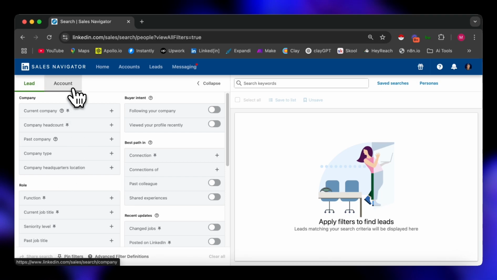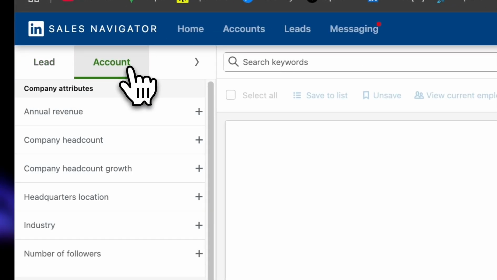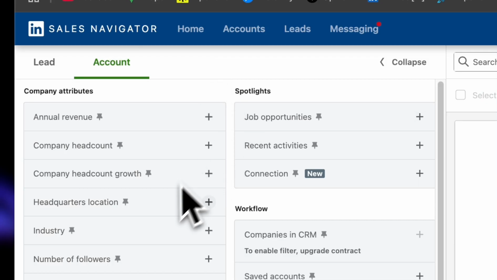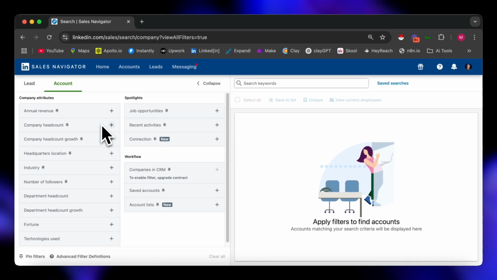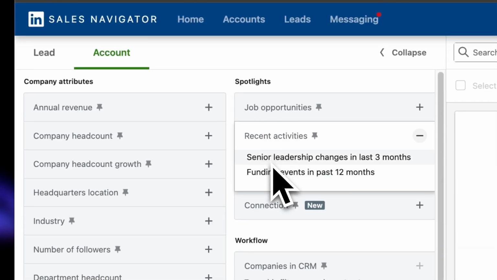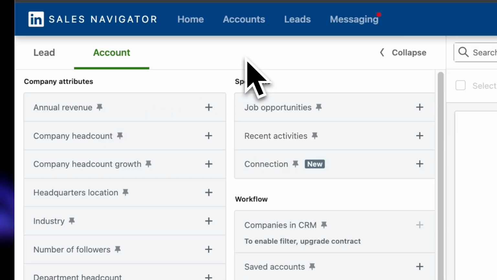Now, of course, Sales Navigator also provides us with the account side of things. Notice there's far less filters. Now, it does provide us a few other attributes, such as things like funding rounds, annual revenue. Of course, that's a lagging indicator. But it also presents us with a few challenges.